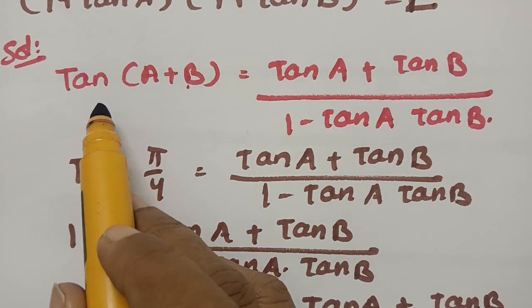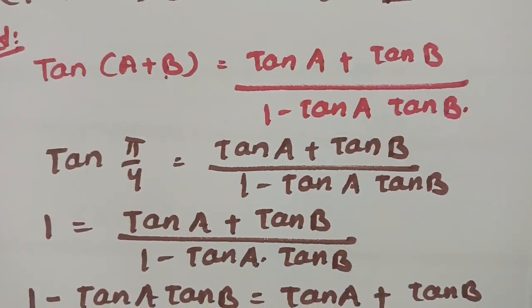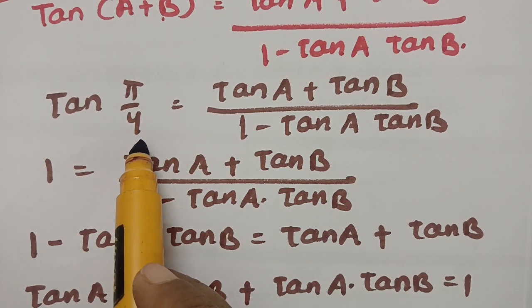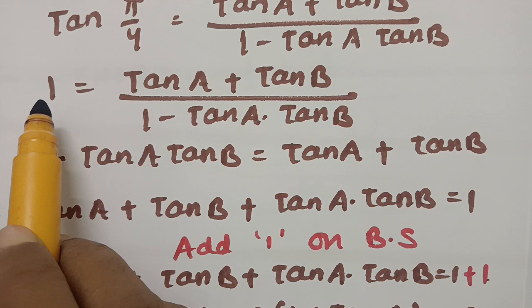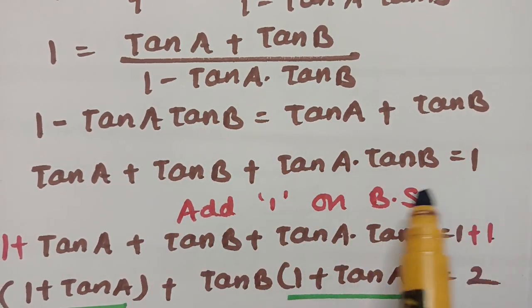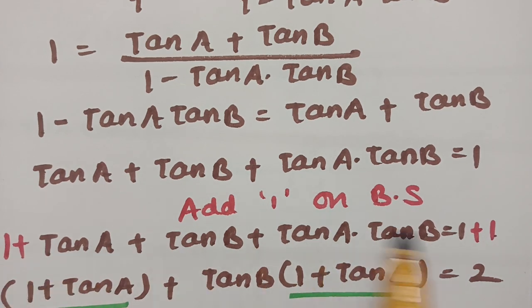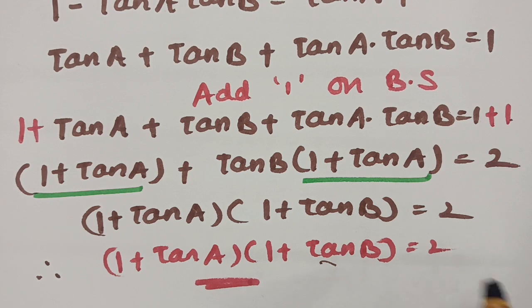So tan of A plus B is equal to tan A plus tan B by 1 minus tan A into tan B. So after substituting A plus B as pi by 4, tan 45 degrees is nothing but 1. If I cross multiply and send this negative term to other side, it will become positive, and adding 1 on both sides, the final answer is 2. Therefore, 1 plus tan A into 1 plus tan B is equal to 2. Therefore, this is how we have to solve.